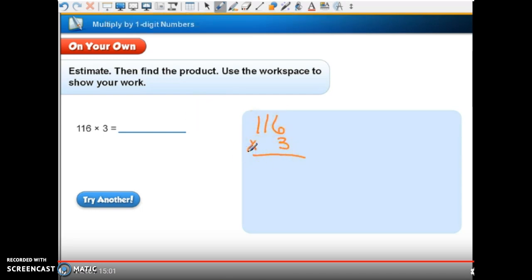You're going to give me your estimate. What would you round 116 to? 100 times 3. So your estimate is 300. 3 times 6 is 18. Regroup the 1. 3 times 1 is 3, plus 1 is 4.